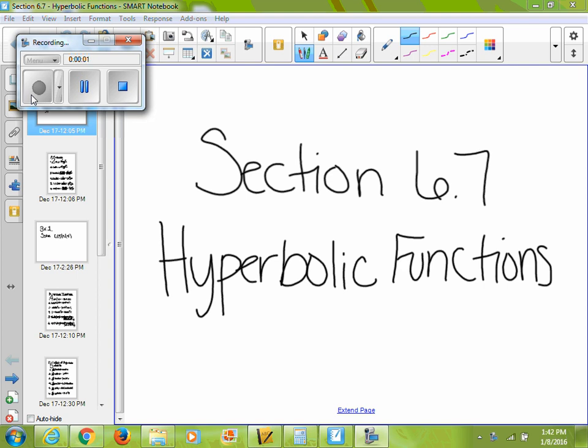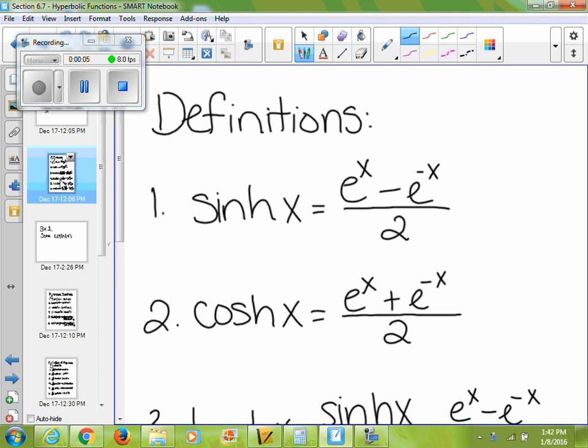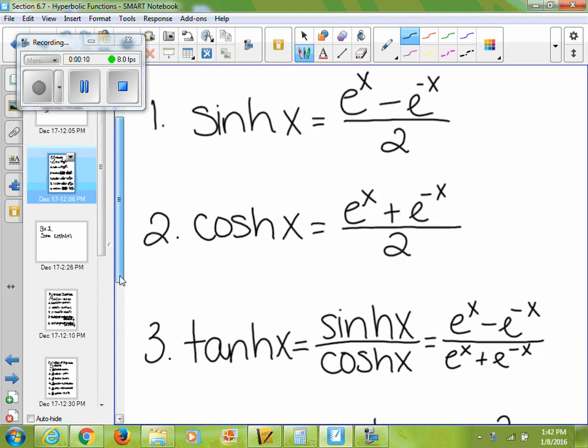Alright, so we're going to look at section 6.7, which is hyperbolic trig functions. And so the first thing we're going to look at is the different definitions of our hyperbolic functions.